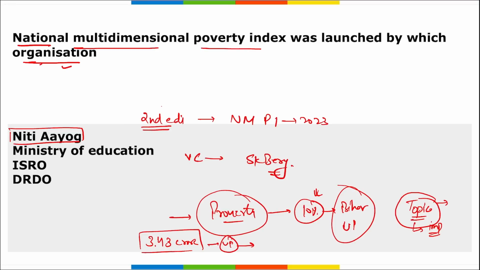Correct. So coming back, this National Multidimensional Poverty Index, this was the second edition, and this was released by the vice chairman of Niti Aayog, Suman K. Berry, and if the name of the organization, it was released by Niti Aayog. Right? Who is the chief executive officer of Niti Aayog? B.V.R. Subramaniam. And where is the headquarter? It is in New Delhi.